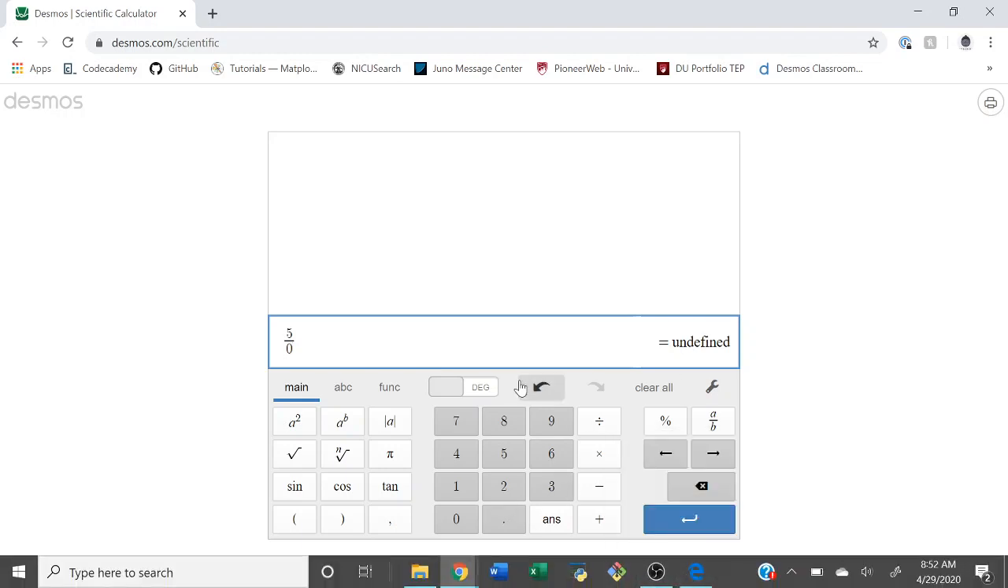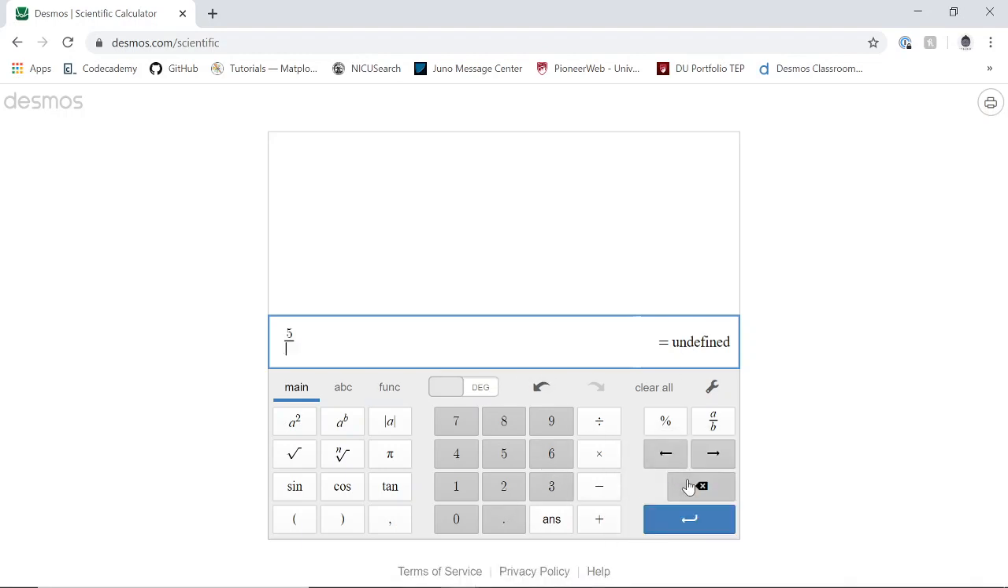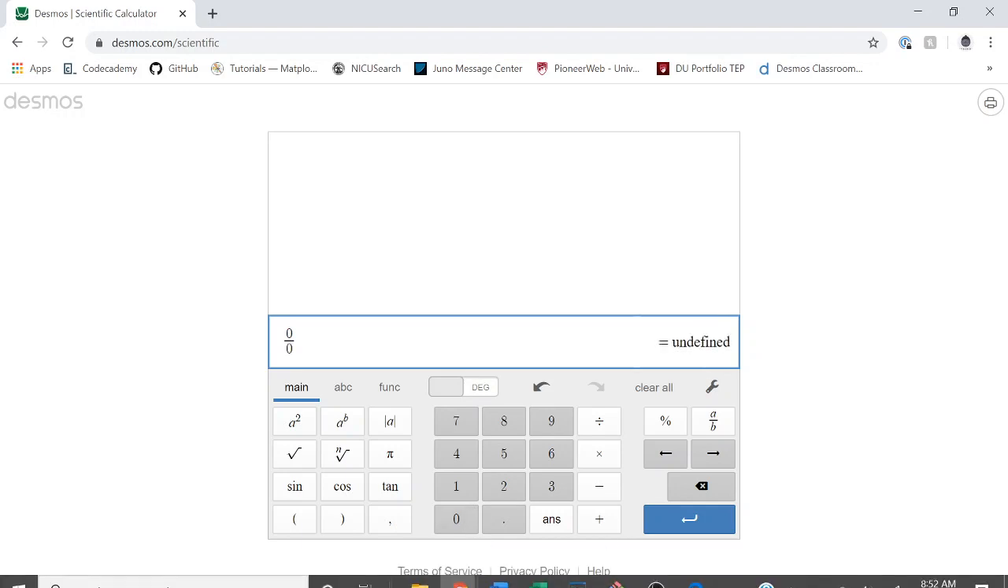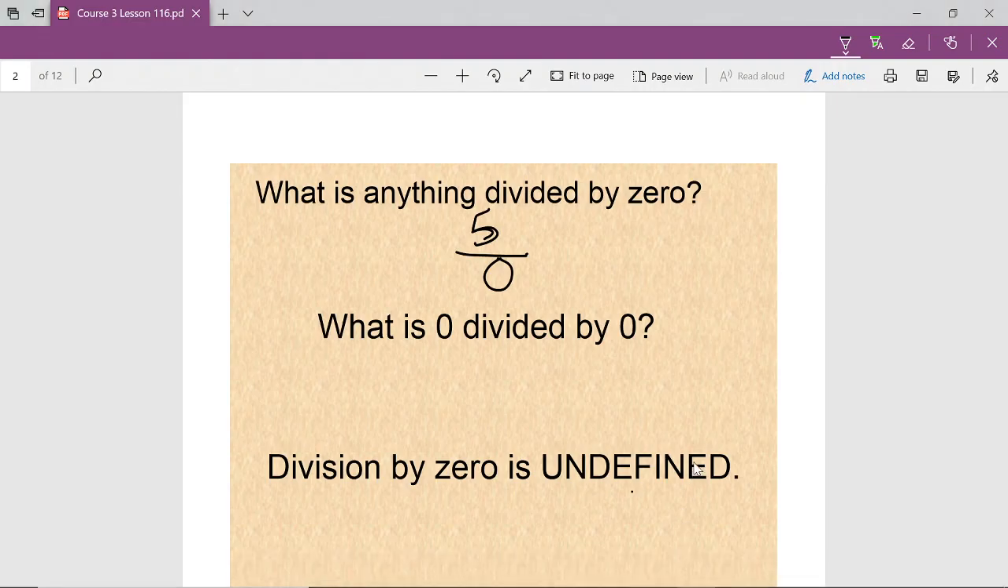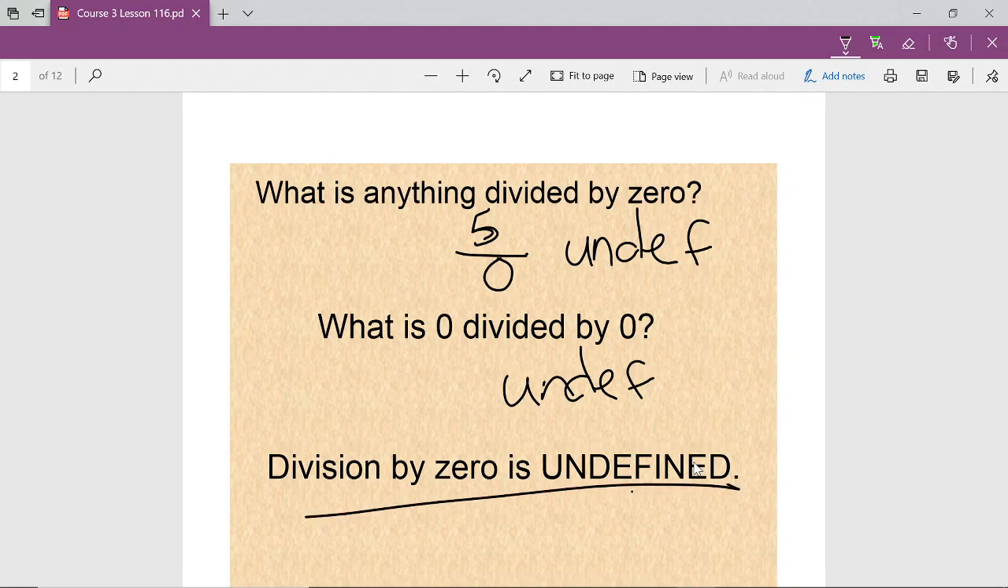Interesting. Well, maybe that 5 was a problem. Let's try it again with something else. Let's try 42 divided by 0. Still undefined. What if we took like 0 divided by 0? All of these are coming up undefined, and the consistent part of what I am doing is dividing by 0. So if I take a number and divide it by 0, it gives me undefined. What is 0 divided by 0? Undefined. Division by 0 is undefined.